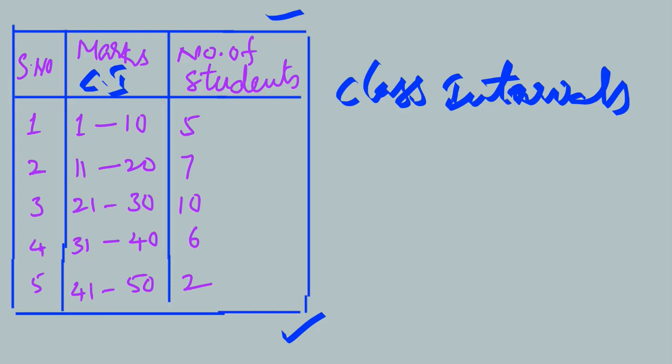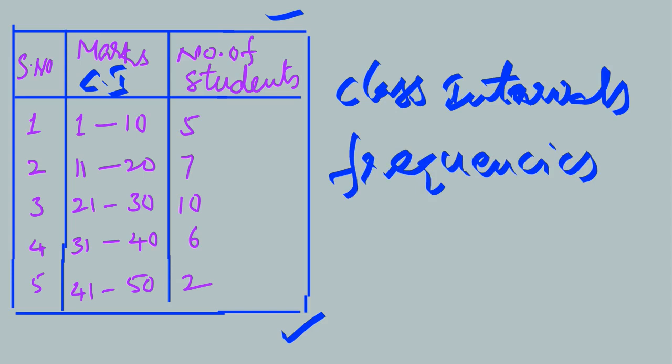And what about 5, 7, 10, 6, 2? These are called frequencies. Frequency means in the first class interval, how many students are there? 5. In the second class interval, how many students? 7. So the frequency of the second class interval is 7. So 5, 7, 10, 6, 2 are called frequencies. This terminology is very important. First we have to know what class intervals are and what frequencies are. That is very important.